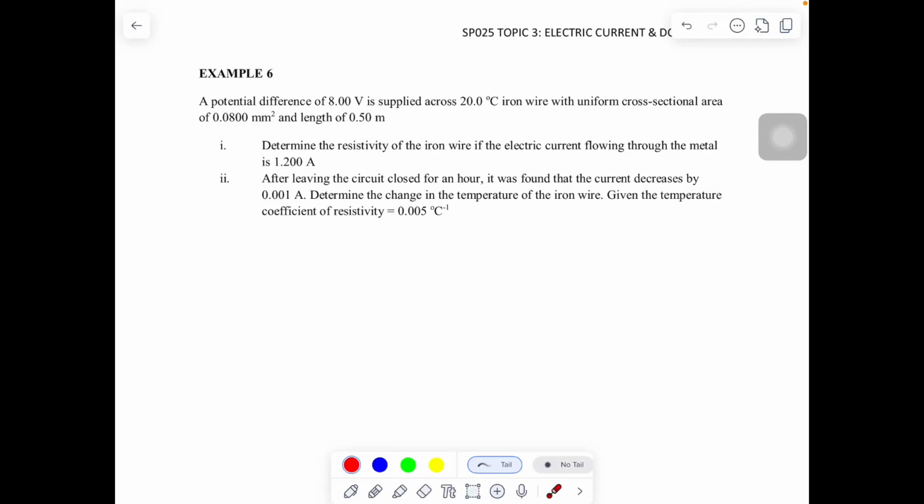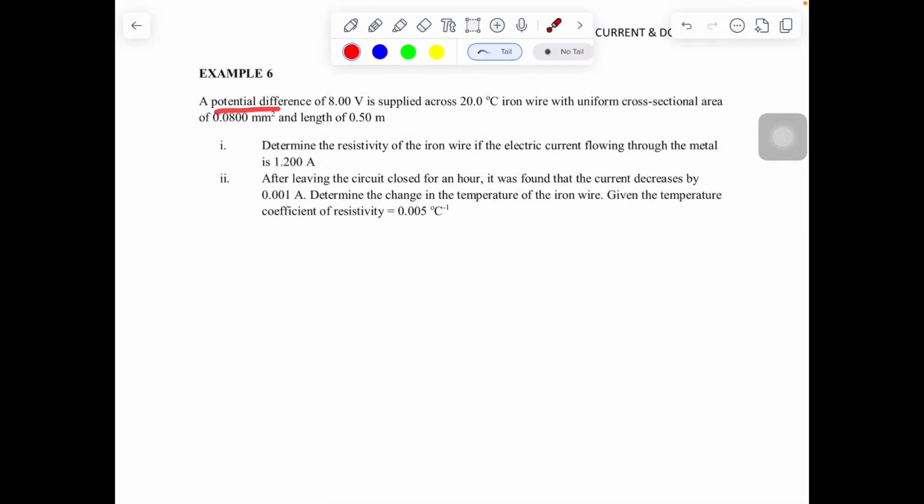Okay, next let's look at example 6. A potential difference of 8 volt is supplied across 20 degrees Celsius iron wire with uniform cross-sectional area of 0.08 millimeter square and length 0.5 meter. Okay, so let's list down the values.